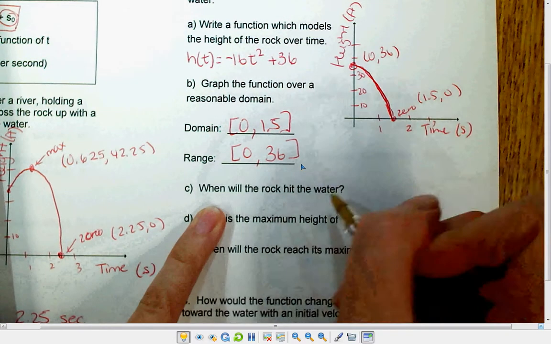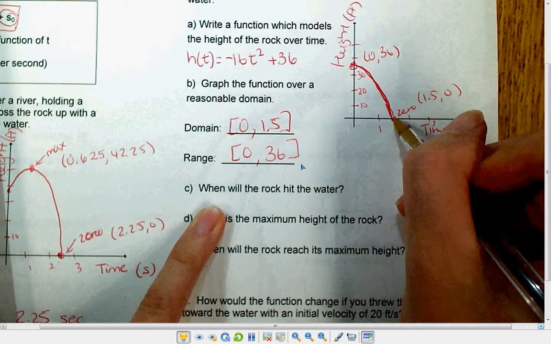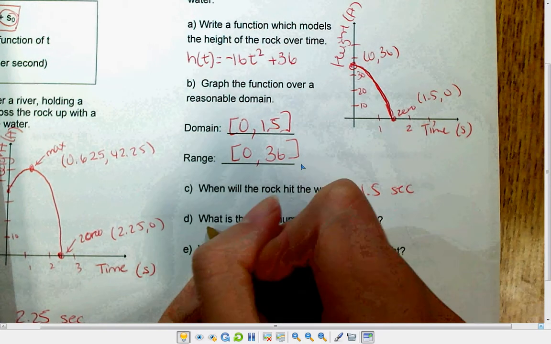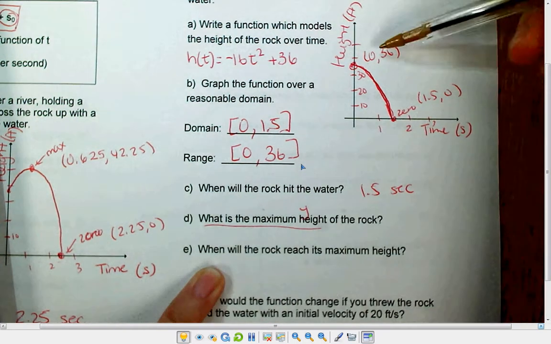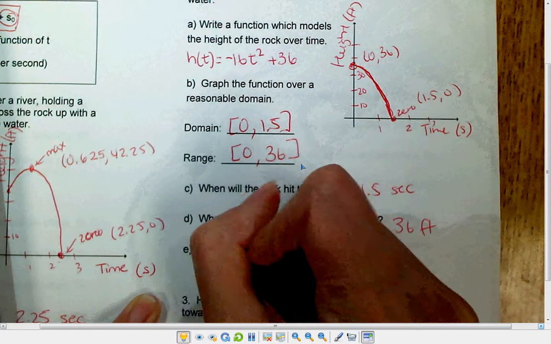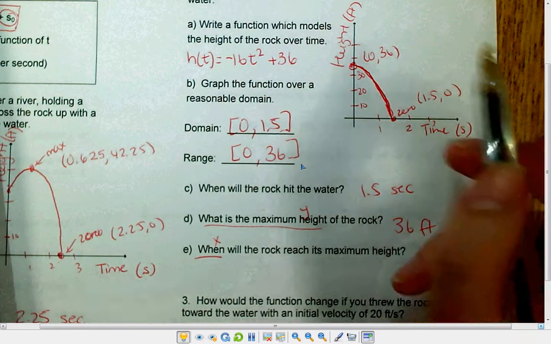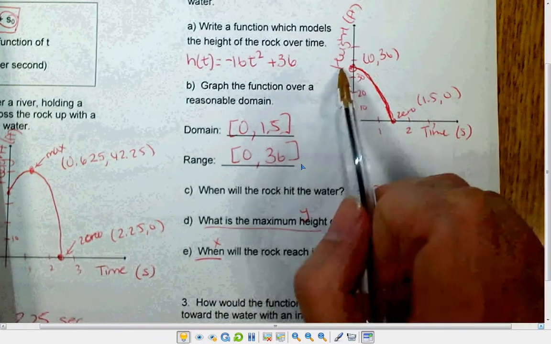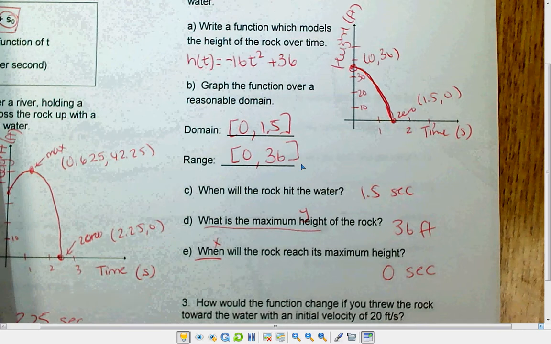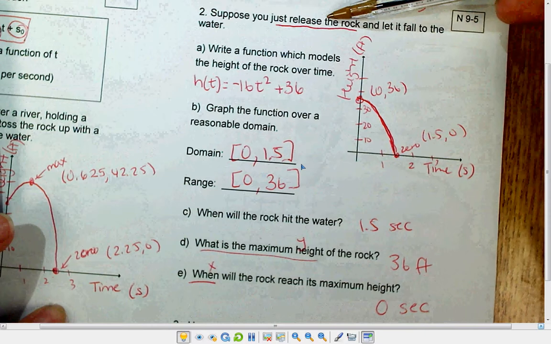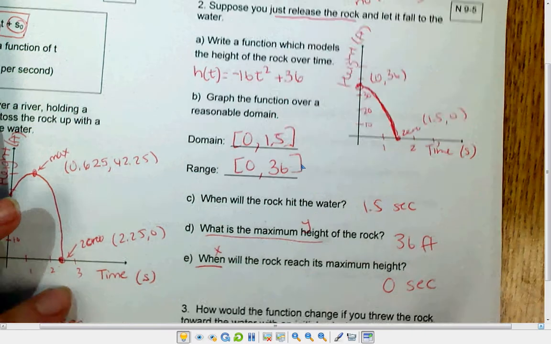When will the rock hit the water? It hits the water right here at the 0, so 1.5 seconds. What is the maximum height? Our y at the maximum height is 36 feet. When is our x value for when it will reach its maximum height? It will be at 0 seconds because it hits it right at the very beginning. Makes sense because it doesn't ever get higher than when you released it if you're not throwing it up.